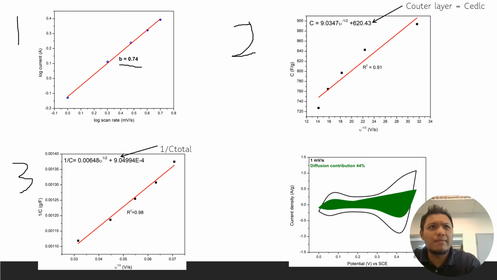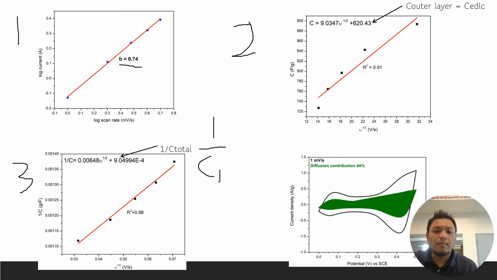For example, your capacitance at 1 millivolt per second is 1000, so 1 over C equals 1 over 1000. You get the value. Then you get a straight line plot by fitting linear using the origin. Okay, so it's quite simple. When you fit linear, you get y equals mx plus c. Now your y is 1 over C, and for mx you get the value, but focus on the y-intercept. Your y-intercept equals 1 over C total. So from graph number 3, you already got 1 over C total.